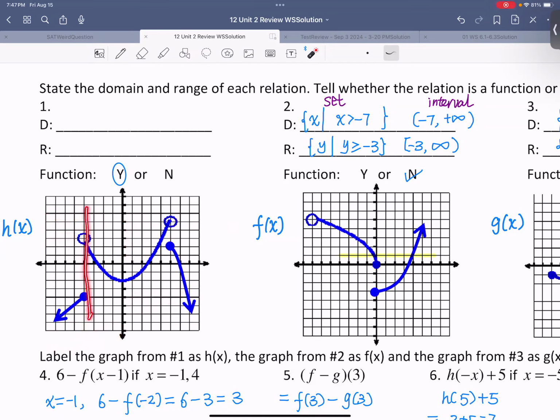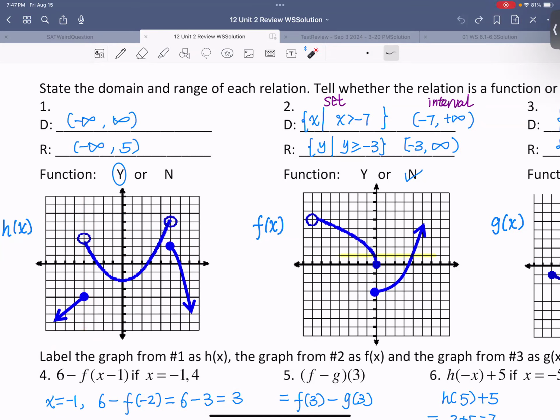And does this pass the vertical line test? No. Why? This is open, this is solid. If this is solid, this fails. This is open, so this passes the vertical line test. So it is a function. Got it? That makes sense?